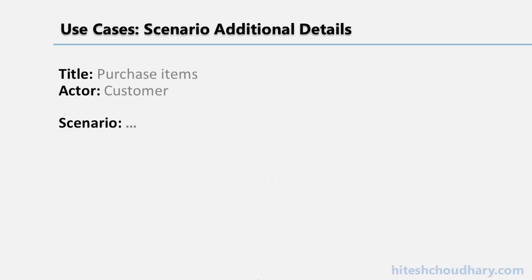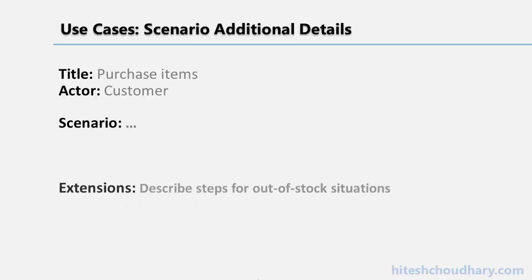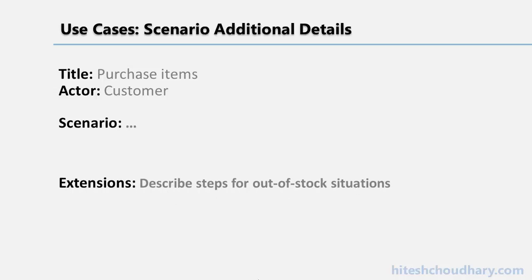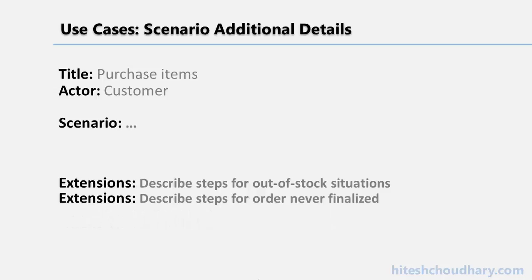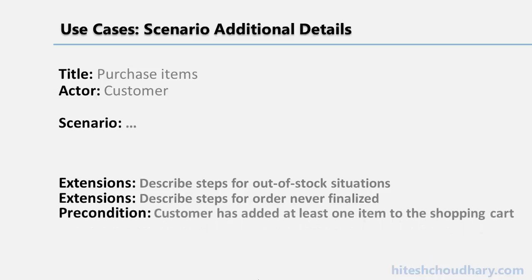Depending on the situation, you can not only detail the main scenario, but you can also add extension steps for alternative flows, like what happens when items are out of stock, or when an order is never finalized, or when things go wrong like payment problems. And if it's more useful, you can add more specific details about the scenario. One common example would be a precondition. What must be true to begin this use case? Here perhaps the precondition would be the customer has added at least one item to the shopping cart. That's the only way this use case makes sense.